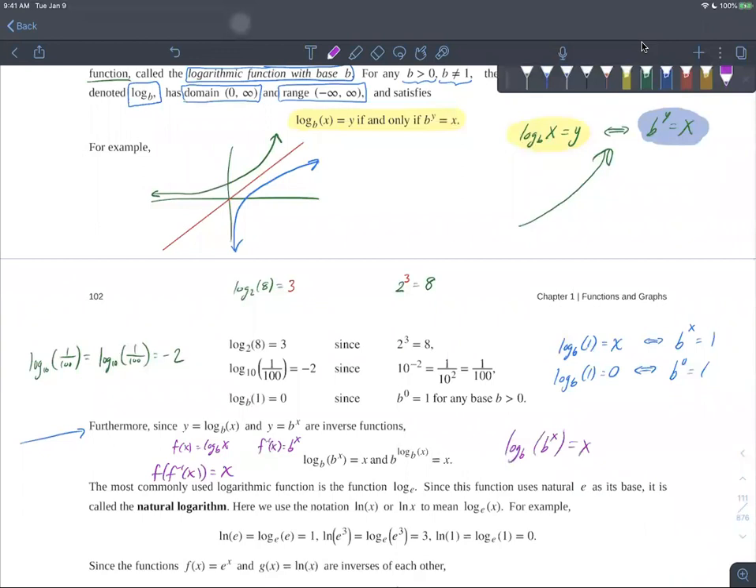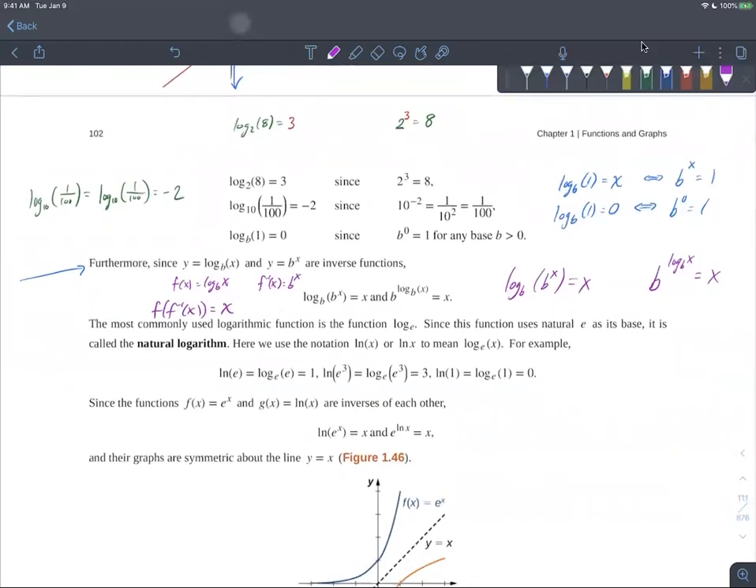Okay. And then similarly, if you have an exponential b, but what it's raised to is the log base b of x, then this is a similar thing here. The logarithm and the exponential are going to cancel each other out, and we're just going to get x.